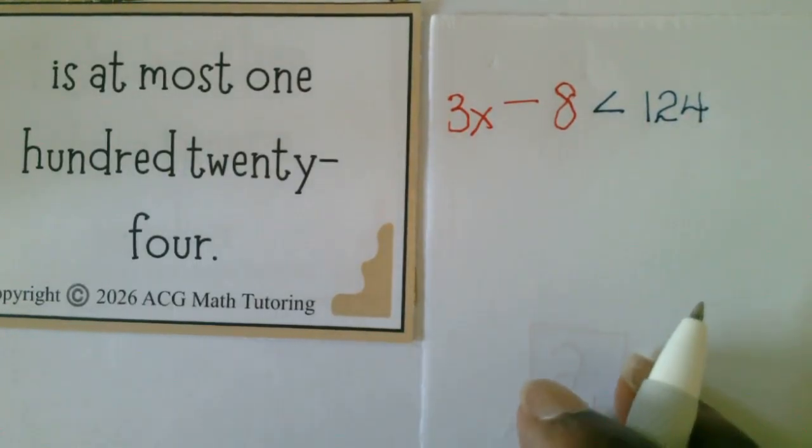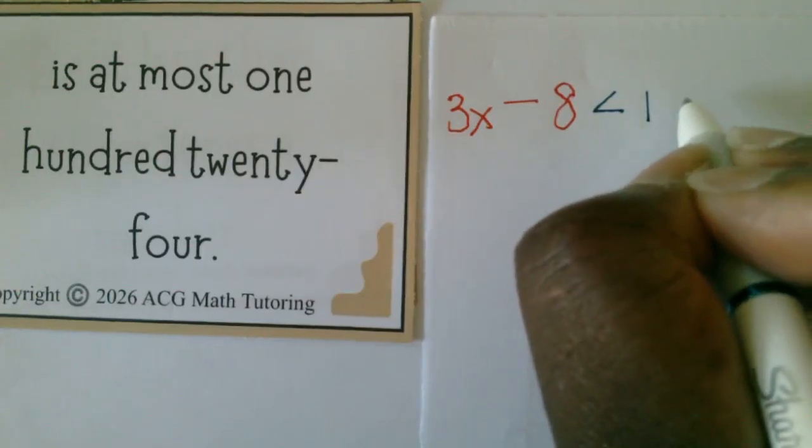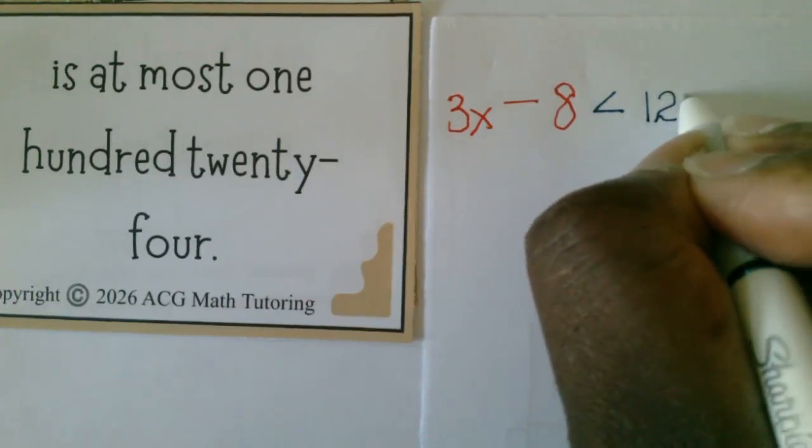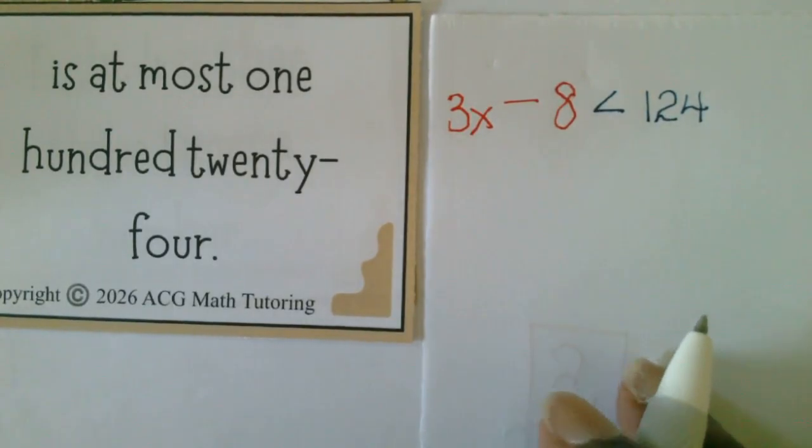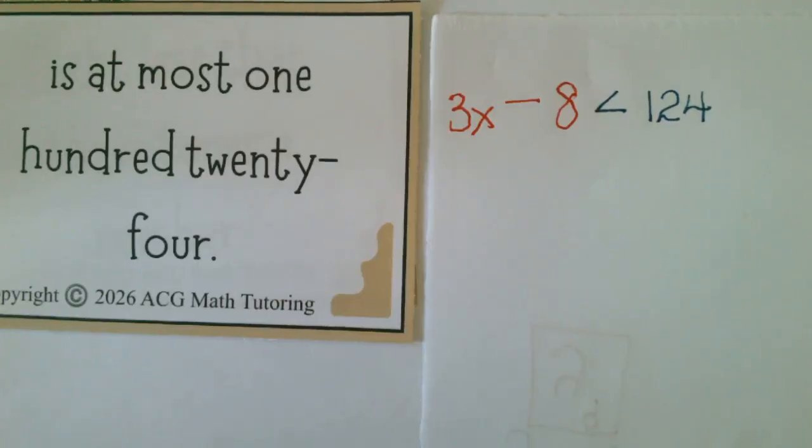Now, less than 124. Now, okay, that means you can't go past $100. I'm not done yet. Alright, so we know we can't go past $100. But we know we can go up to and including that $100.